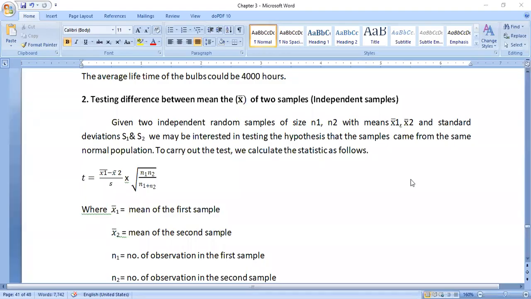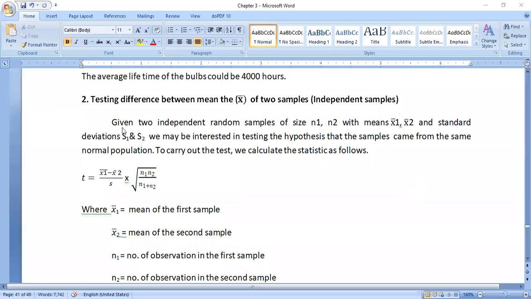So good morning everyone. Today we are going to start a new topic, testing the difference between the means of two samples, that is, independent samples. In today's class we will discuss what the formulas are and what these two independent samples are.